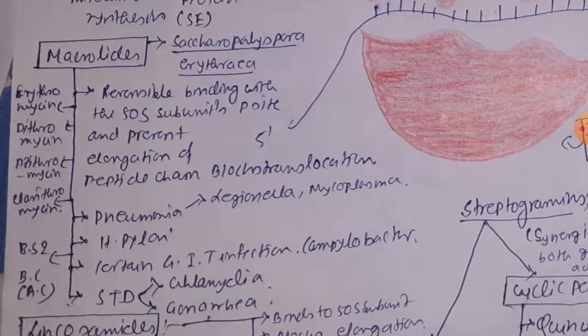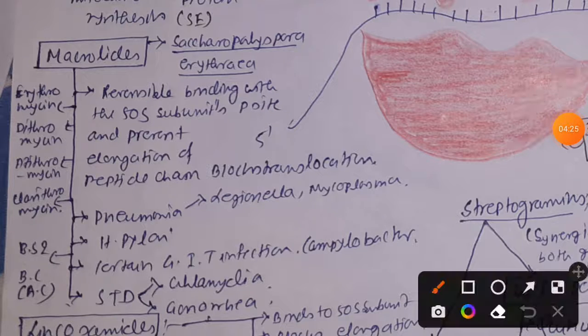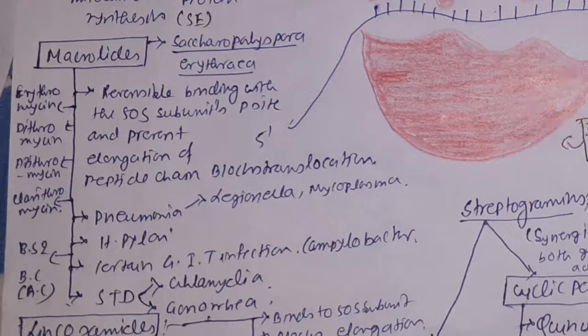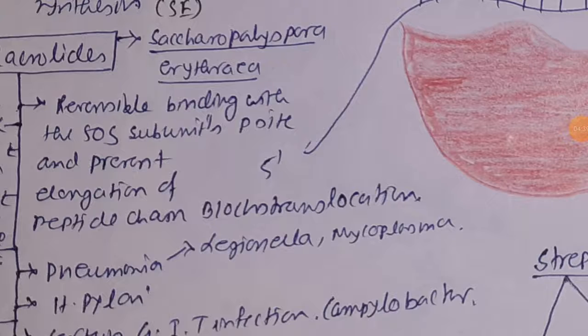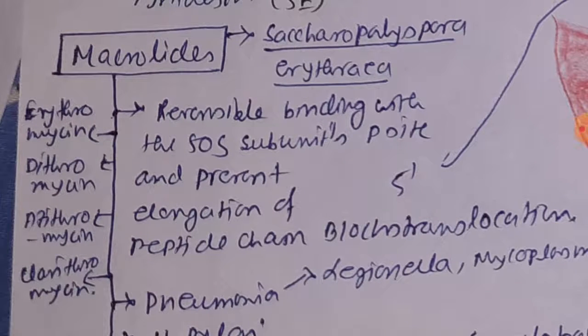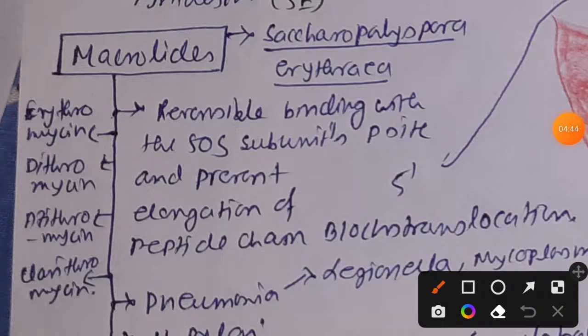Now let's move to the second type of antibiotic, that is macrolides. This kind of antibiotic is again a 50S ribosomal subunit inhibitor. It is isolated from Saccharopolyspora erythrea, a kind of bacterium from which we isolate macrolides. Now let's try to focus.